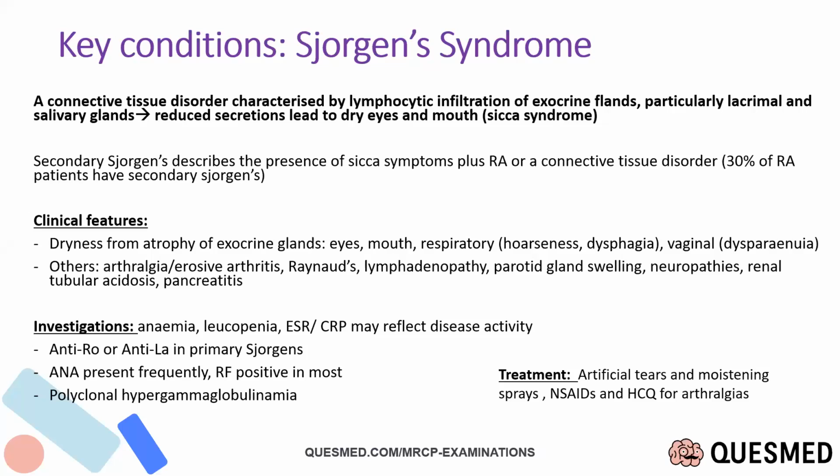And so investigation-wise, the antibodies to be looking out for are anti-Ro and anti-La. ANA is present frequently, and rheumatoid factor can be positive as well. You also can look for polyclonal hypergammaglobulinemia. And something to really worry about in this subset of patients is that they're more at risk of lymphomas. That's something to be aware of.